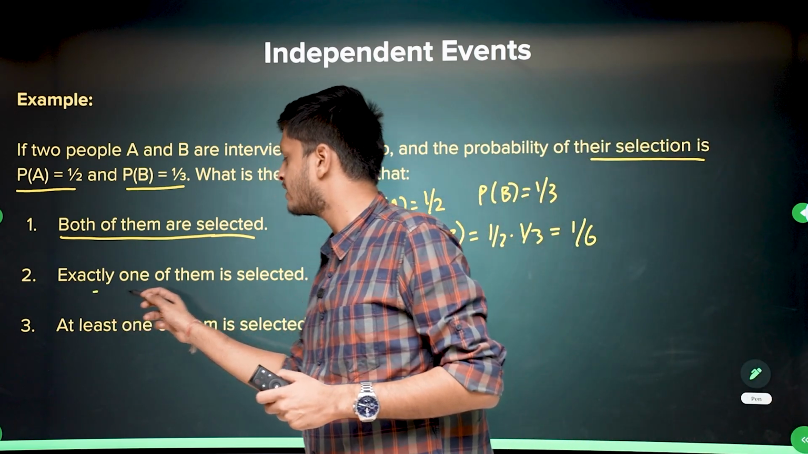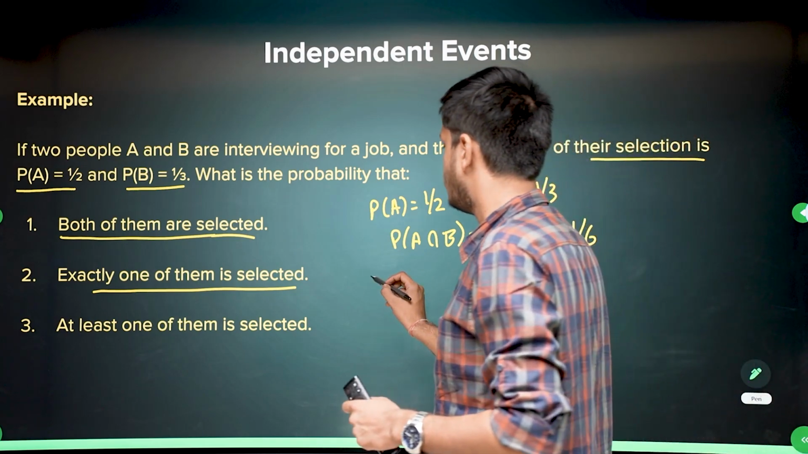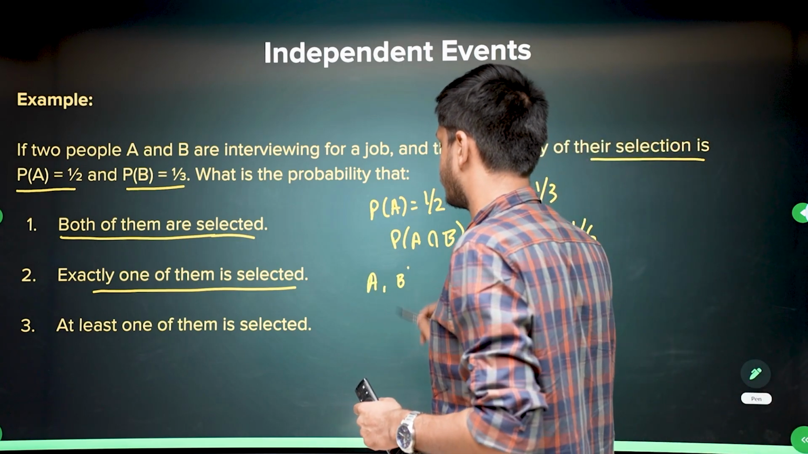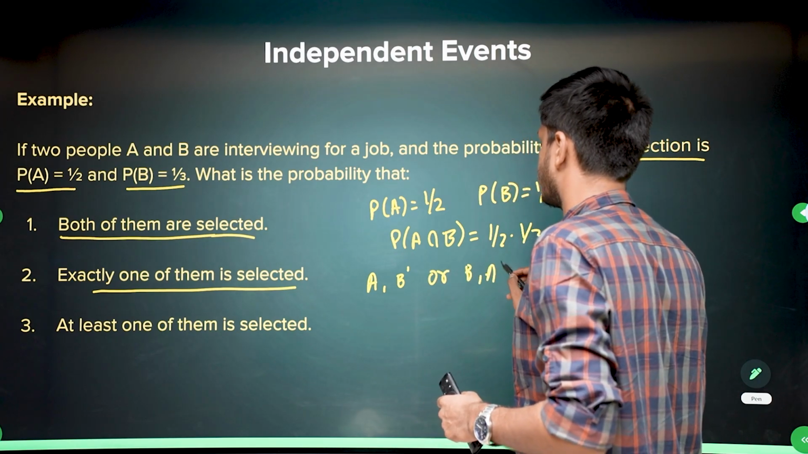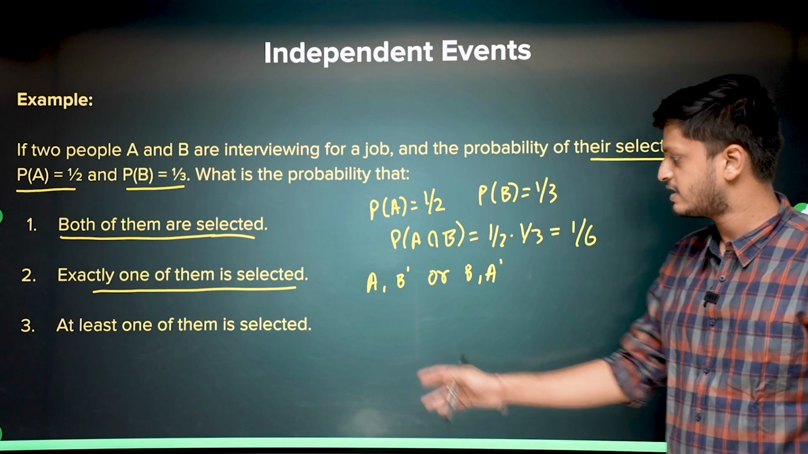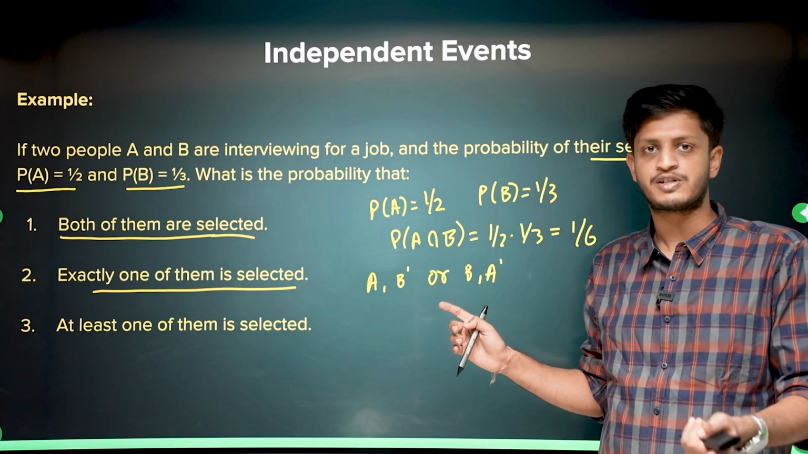Exactly one of them is selected. It means that A gets selected and B is not selected, or B is selected and A is not selected. Exactly one of them. So again we have an OR, rule of sum.